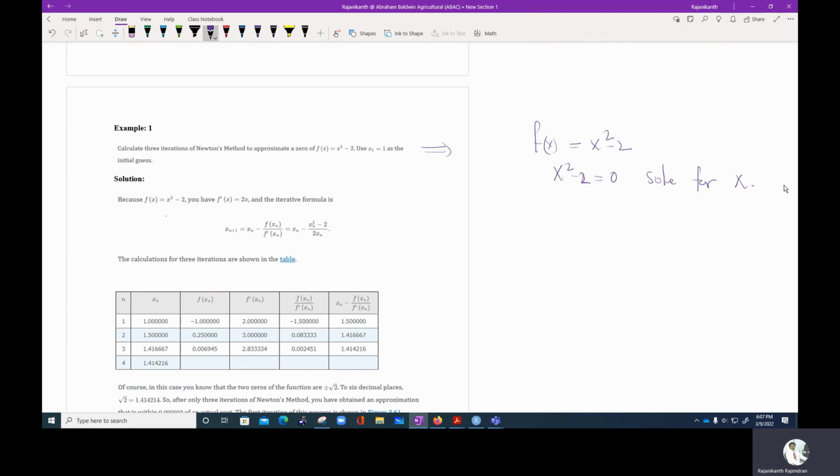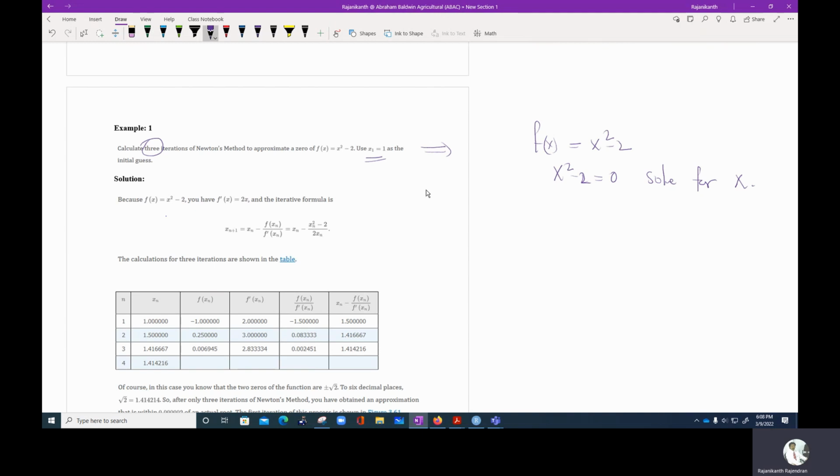You set it to 0 and solve for x. But I know the answer, right? The answer is plus or minus square root 2. But we don't need that. We need to use Newton's method. They're asking us to find the possible x values with 3 iterations. Always start with a guess. They're telling us to start the guess with 1. So you are basically taking x1 as the initial guess.